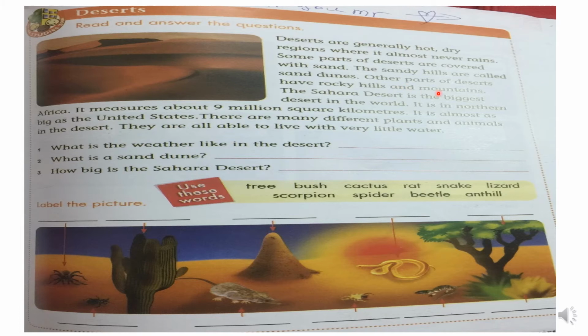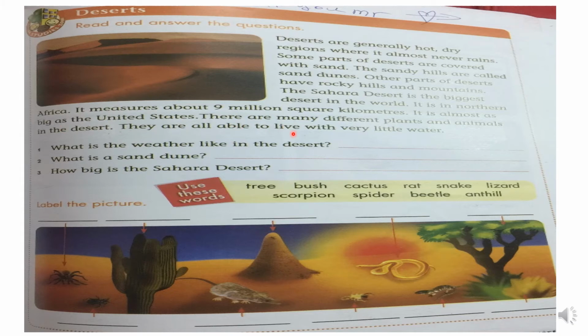Rocks and mountains. The Sahara Desert is the biggest desert in the world. So what's the biggest desert in the world? Sahara Desert. It's in northern Africa. It measures about 9 million square kilometers. So how big is it? About 9 million square kilometers. It's almost as big as the United States. Pay attention. We have as, then the adjective, as.